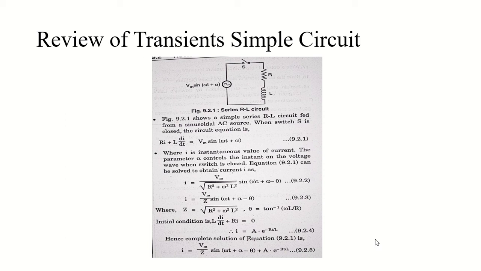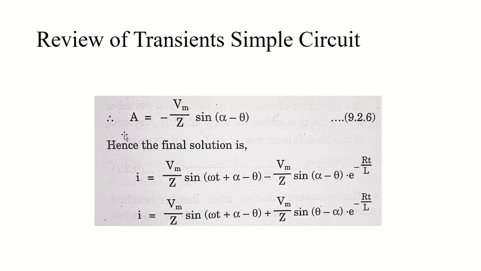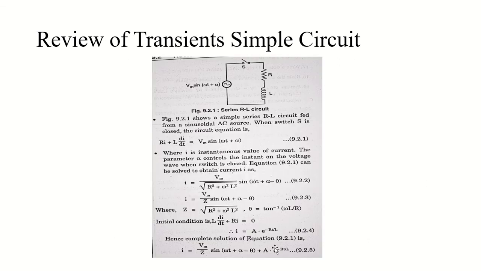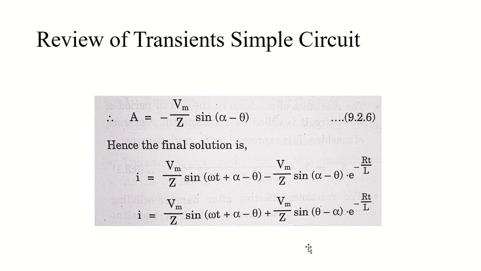So what you will be left with will be this. The value of A will be minus Vm by Z sine alpha minus theta, and hence my final solution will be, this term was there from the beginning, right? Then we put the value of A, minus Vm by Z sine alpha minus theta, and e raised to minus Rt divided by L, right? We just substituted the value of A in this equation. Simple enough.